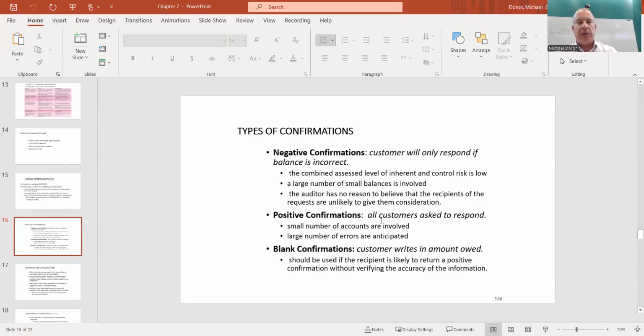Okay, does that make sense? Negative confirmation is the least quality evidence. Positive is better, and blank is the best kind of evidence. So when controls are good, you use negative. When controls are bad, you use positive or blank. Everybody can follow that? Okay.